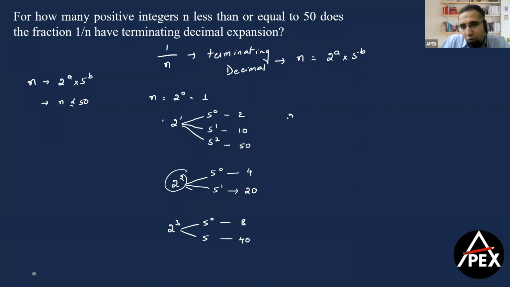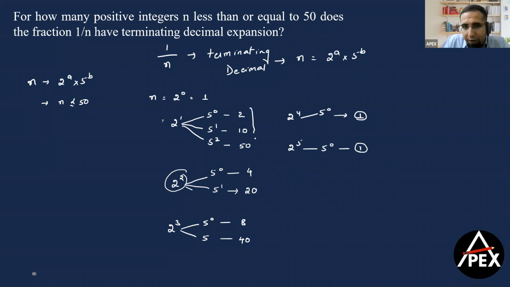Similarly, can n take 2 to the power 4? Yes, 2 to the power 4 into 5 to the power 0 is accepted. I cannot take 5 to the power 1 because 5 into 16 gives me 80. Similarly, 2 to the power 5 is 32. 32 into 5 to the power 0, that is 32, will be one of the values here. Clear? Now, can I take 2 to the power 6? 2 to the power 6 itself becomes 64. So I can't take 2 to the power 6.